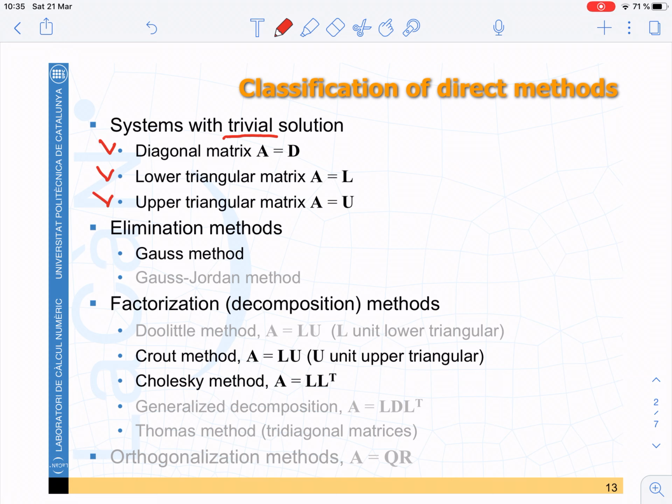After that, and for the general case of a linear system AX equal B, where matrix A is neither diagonal nor triangular, we will discuss two types of methods. Elimination methods, where we will basically review the classical Gauss method we already know from linear algebra, and then factorization, also called decomposition methods, which are based on expressing matrix A as the product of two triangular matrices. Here we will discuss Crout method and its symmetric counterpart, the so-called Cholesky method.